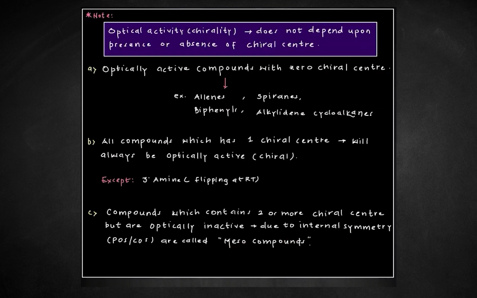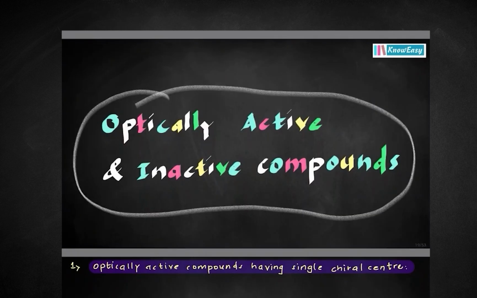Now, the compounds with 0 chiral centers, will they be optically active or inactive? This is a very important segment where students generally have confusion. Examples of these compounds are allenes, spiranes, biphenyls, alkylidenes, cycloalkynes. They have no chiral center, but still there are a few of these compounds which may or may not be optically active. Now let's see optically active and inactive compounds.